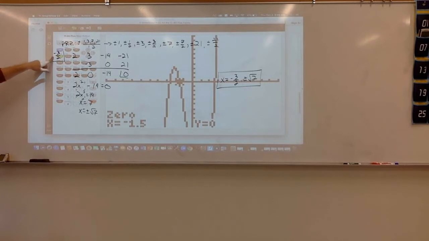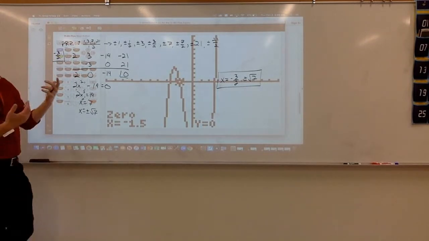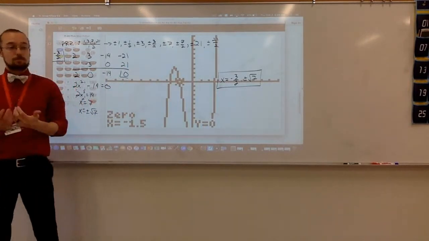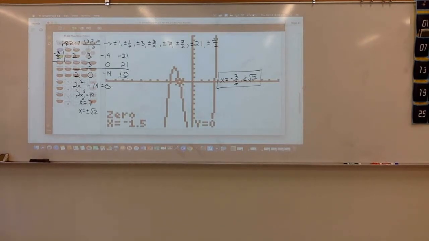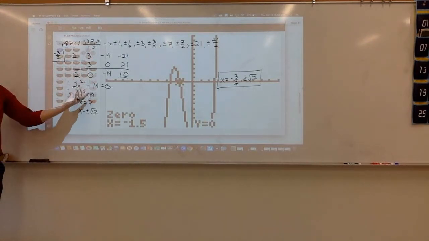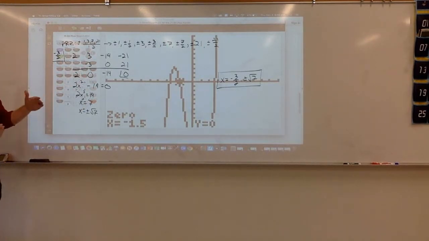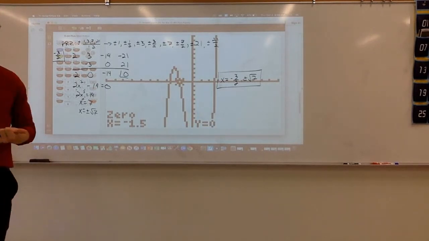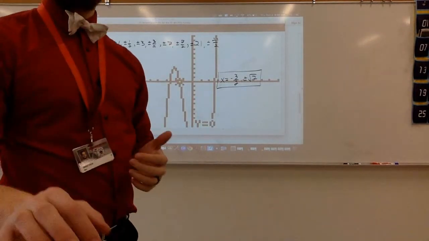So that's how I quickly found that that's the zero I want to use. That is on my list of possible rational zeros, right? So then I use that to do my synthetic division, come up with my depressed polynomial, and solve.